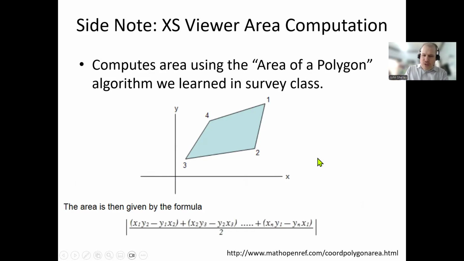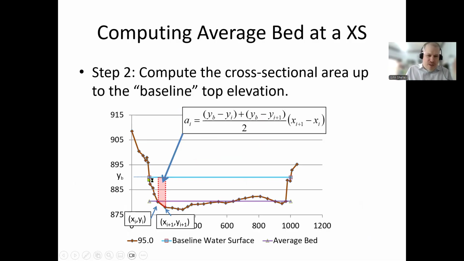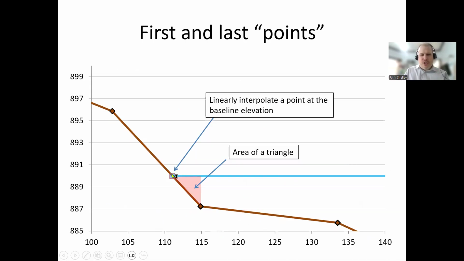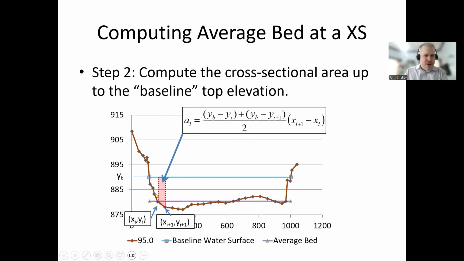There's another way you can do it, which you might have learned in survey class, which is a little method for finding the area of a polygon, and that works as well. I won't go into it, but there are multiple ways to compute the area of a polygon. This would be one of them. In this case, it works pretty easily in a spreadsheet, but you can also do this other area of a polygon algorithm. Now, your first and your last points are not going to be trapezoids, but they're going to be little triangles.